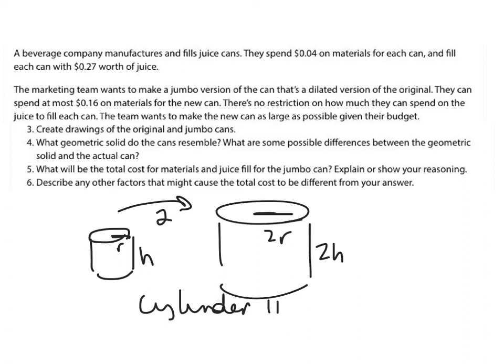That's a funny question. What will be the total cost for materials and juice to fill the jumbo can? Explain or show your reasoning. So, the fill cost is related to the volume of the can. The volume is going to scale by 2 to the 3rd power, which is a scale factor of 8. We know how much it costs to fill the original can. So the cost to fill the new can is going to be 27 cents times 8.